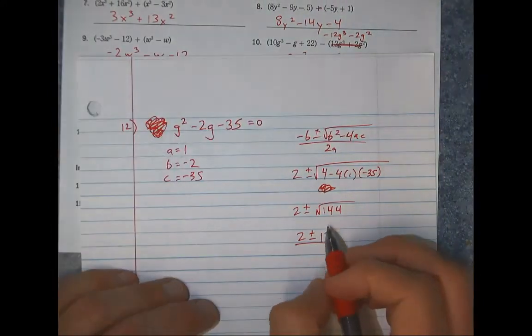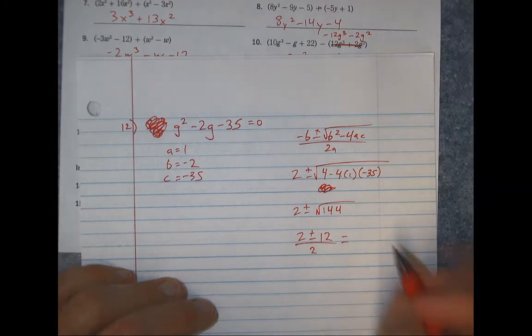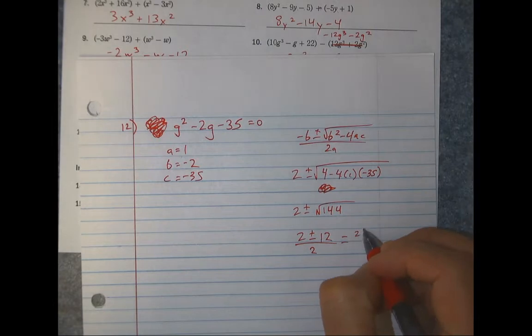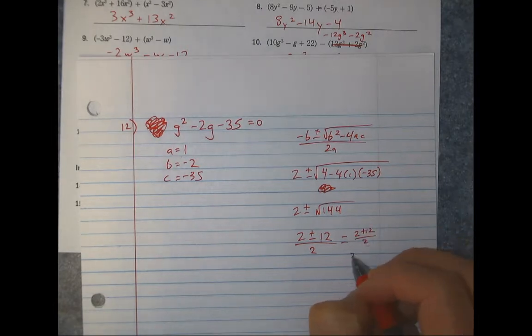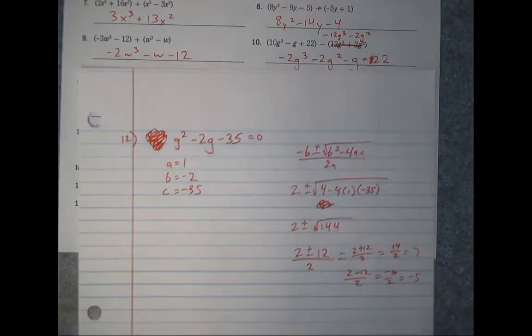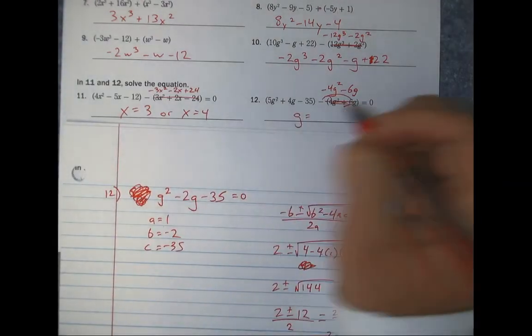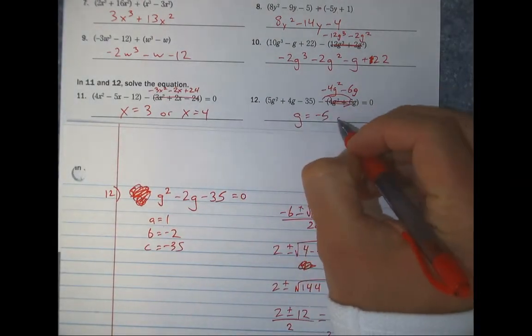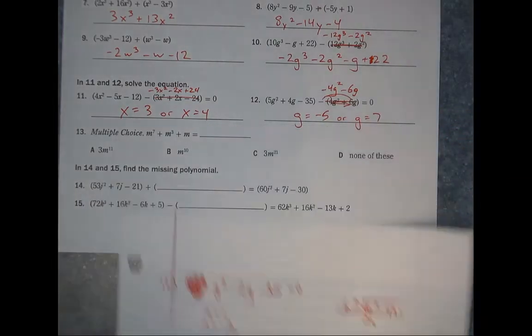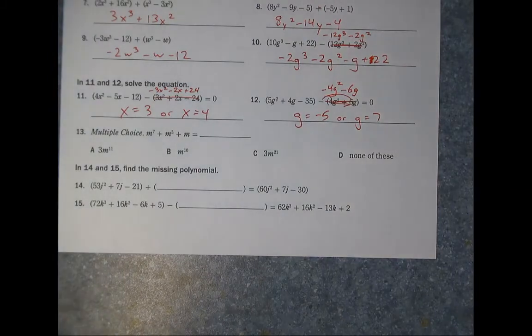2 times a, 2 times 1 is just 2. And so I'm all set to go and finish this off now. So I have 2 plus 12 divided by 2, 2 minus 12 divided by 2. So I'm going to get 14 over 2, which is 7. And I'm going to get negative 10 over 2, which is negative 5. So my two answers are 7 and negative 5. And it doesn't matter which order you write that in. All right, 13.